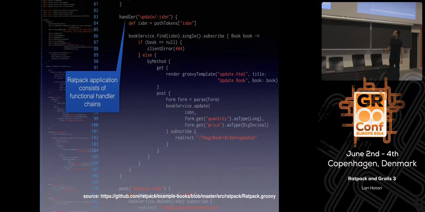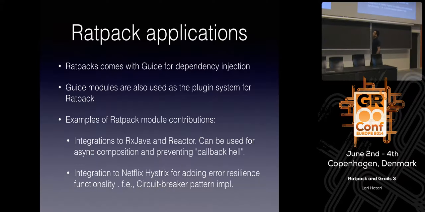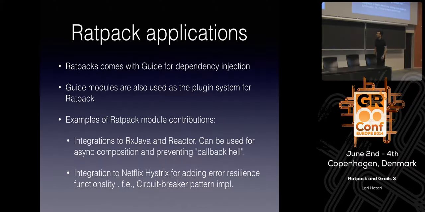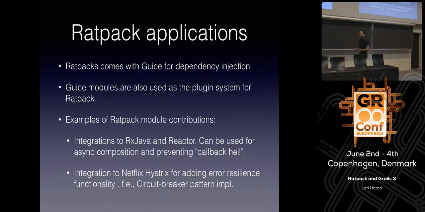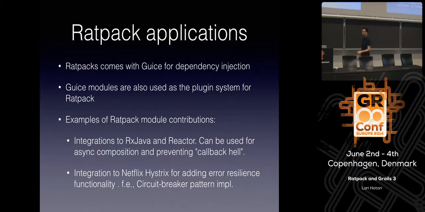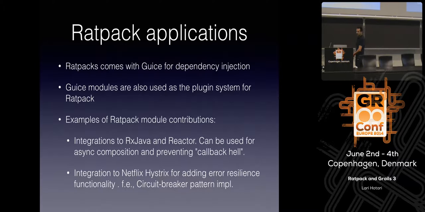So typically you could have a small program in one file. So you could have multiple handlers there. But then when you start building larger applications, usually you start thinking of ways to build modules. And in Ratpack, they've chosen Guice, or Juice, for dependency injection.